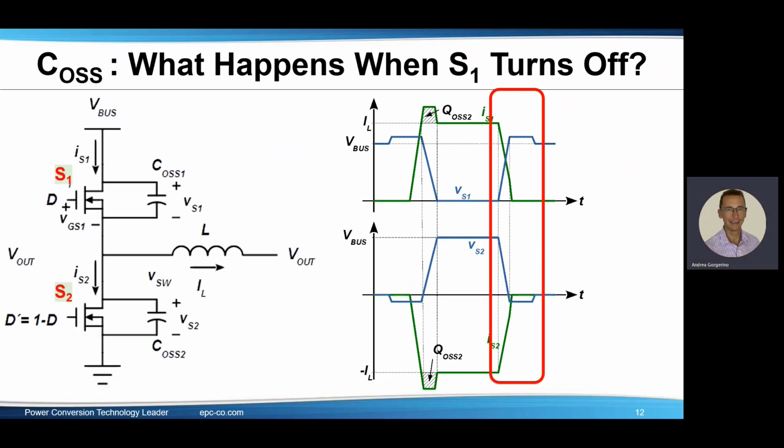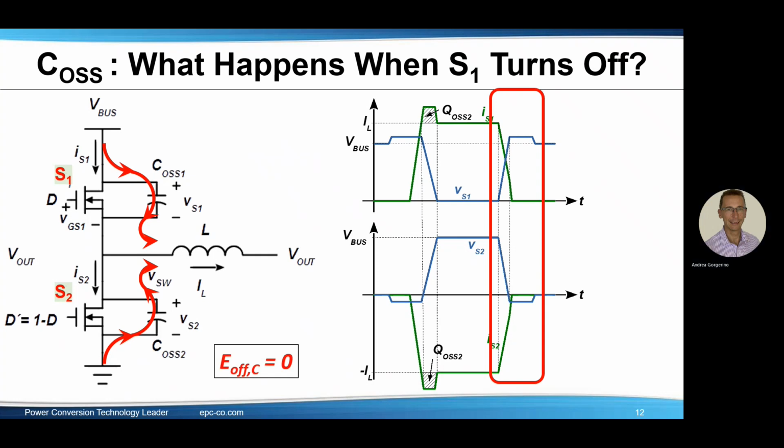So what happens instead when S1 turns off? The inductor will pull current from the charged COSS2, and at the same time, it will pull current from the discharged COSS1. Since all of the energy is pulled by the inductor, there is no net turn-off energy lost because of the capacitance during this transition.